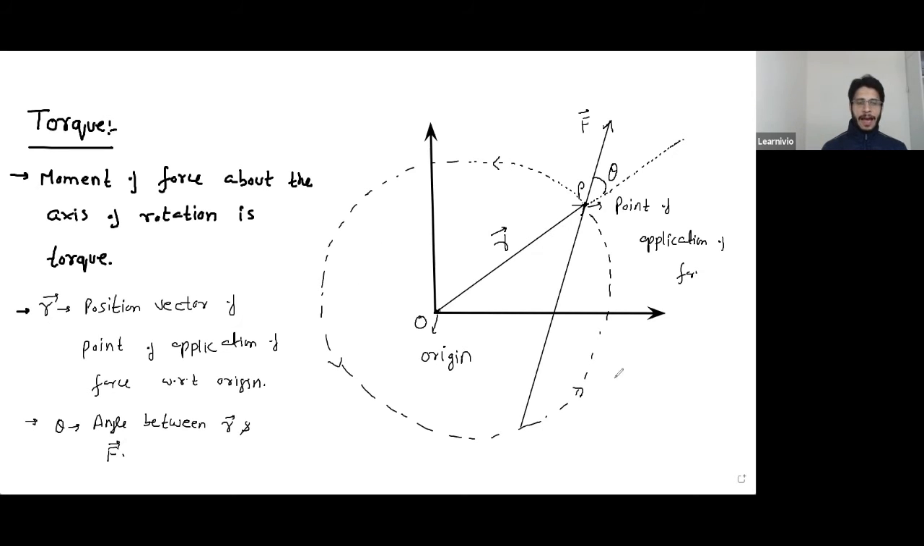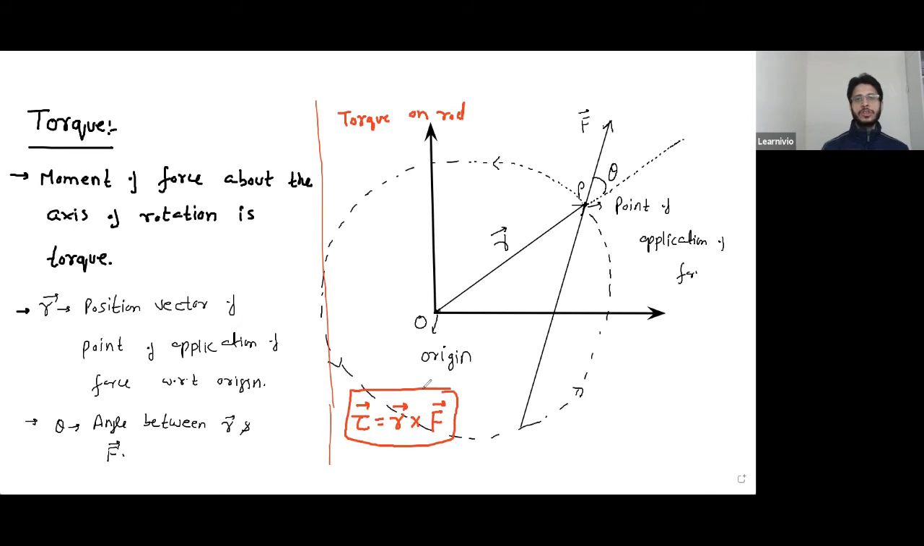So the torque acting on this coil, or the torque acting on this rod, I'm writing it here. The torque on the rod, I represent that torque by tau. That torque is the cross product of position vector and force. See, this is the definition of torque. This is how we define torque.